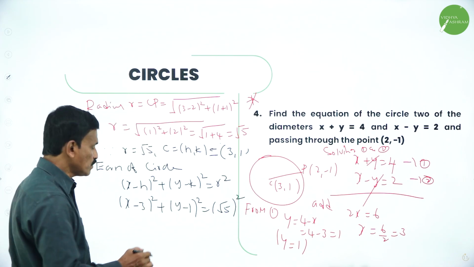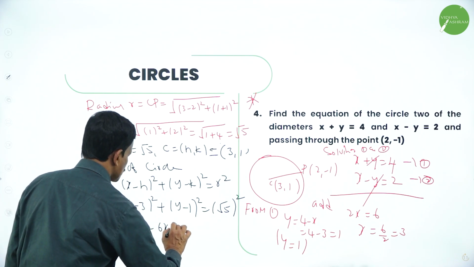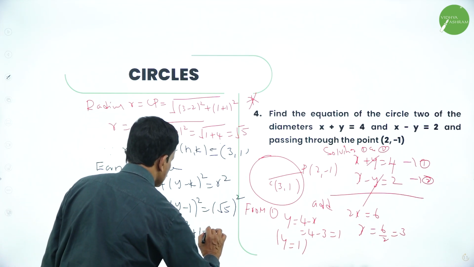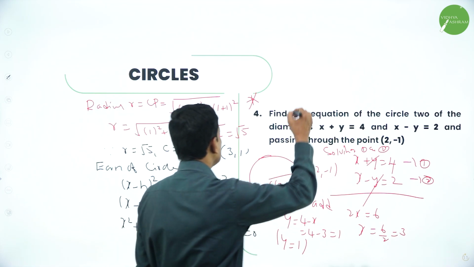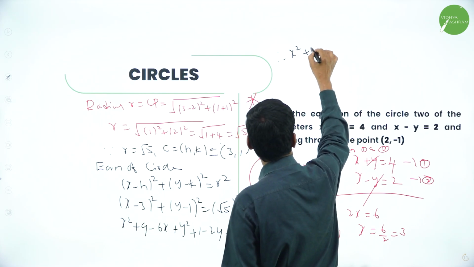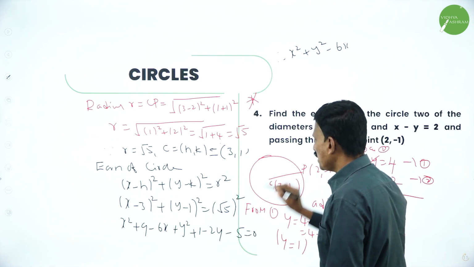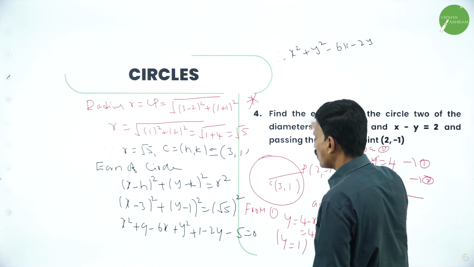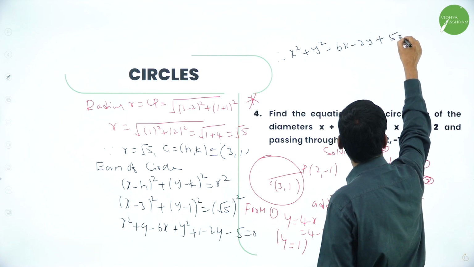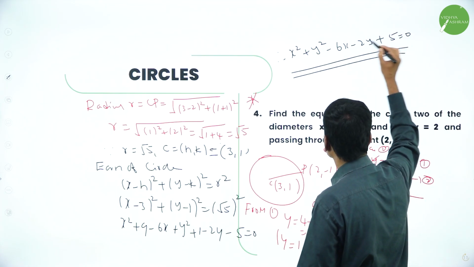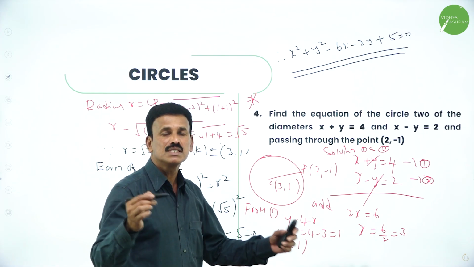Simplify this. a square plus b square minus 2ab, 3 twos are 6x. Again a square plus b square minus 2y. The square root gets cancelled. Bring this to the left hand side, it becomes minus 5. Put it in order. Therefore, x square plus y square minus 6x, then y terms minus 2y, and the constants: 9 plus 1 is 10, 10 minus 5 is plus 5, equal to 0. So the equation of the circle is x square plus y square minus 6x minus 2y plus 5 is equal to 0. That's it.